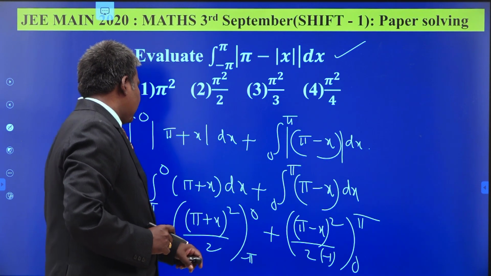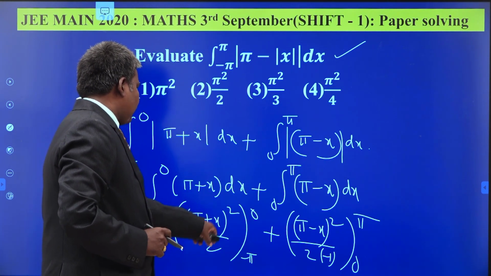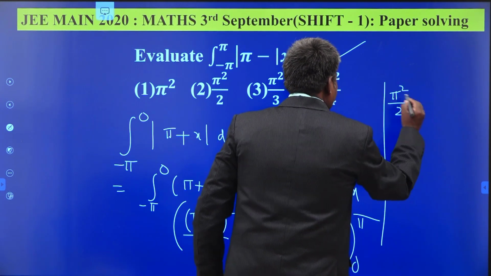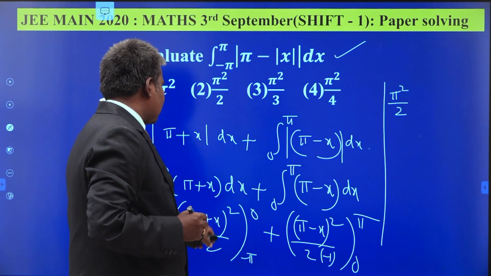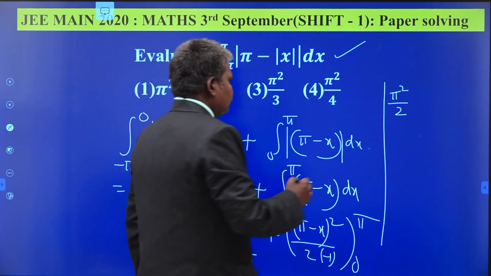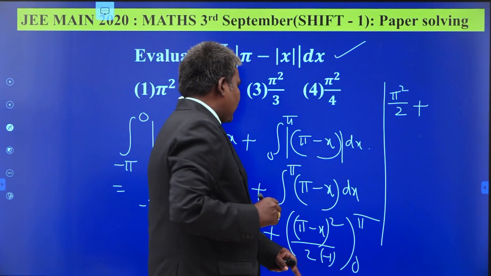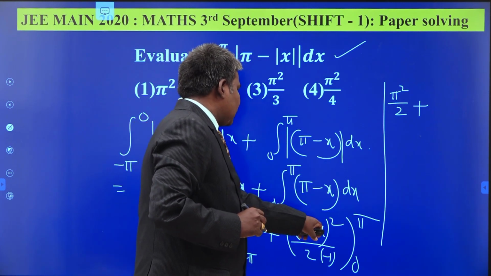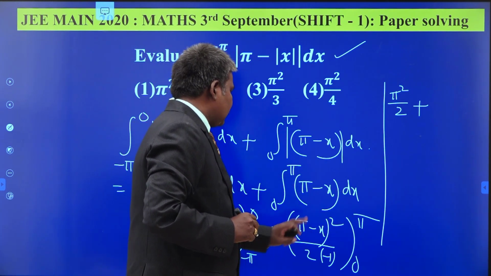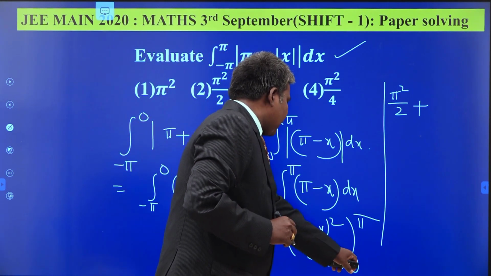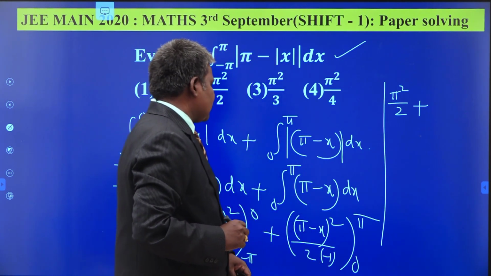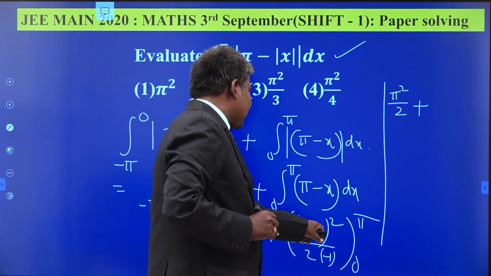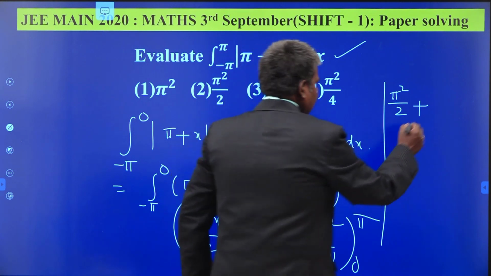By substituting 0 here, what happened? Pi square by 2. This is nothing but pi square by 2. When you substitute minus pi, pi minus pi is 0, no need to write that one. Plus, again put pi here. Pi means what here? Pi minus pi is 0. 0 square means 0. Now substitute minus of this minus, plus. We obtain plus here. So, pi minus 0, pi square by 2, you have to write again.